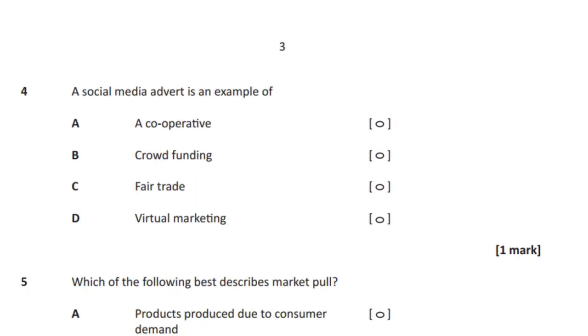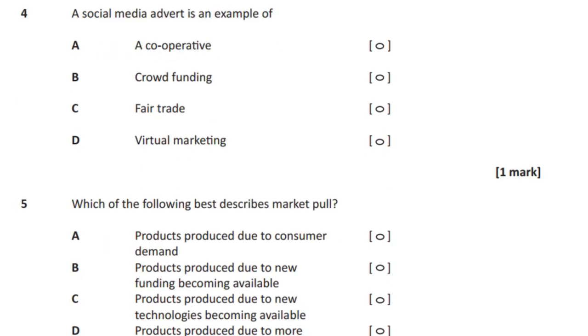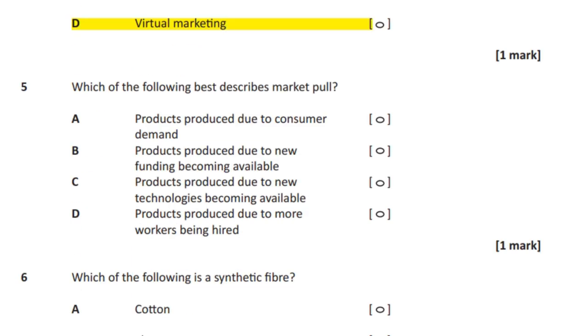Okay, so a social media advert is an example of. It's not a cooperative. Cooperative is a collection of people working together in an industry. Crowdfunding, it is not. It says advert. Fair trade is where producers of a good are given a fair price for their work. So it must be virtual marketing. So let's highlight virtual marketing. Okay, so the answer is D for question four.